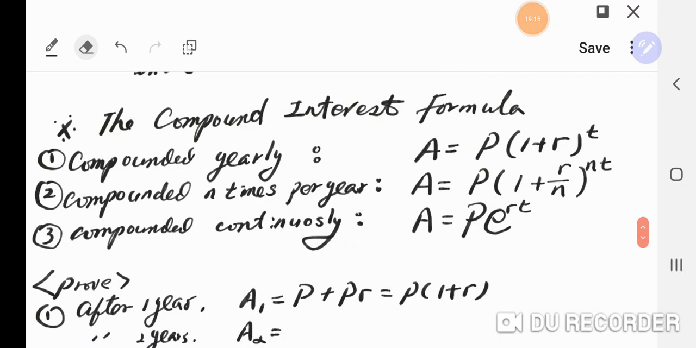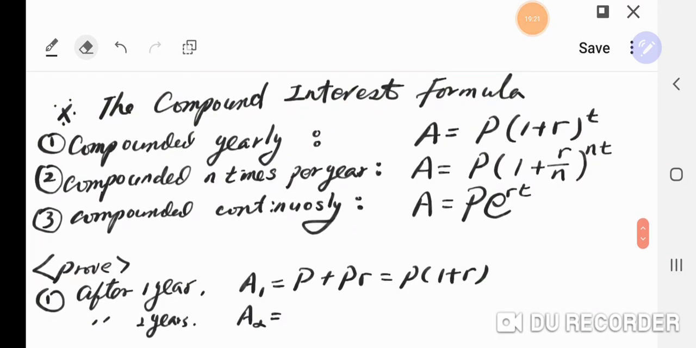Okay, here is another formula that is called the compound interest formula. In this formula, we can have three types. The first one is the amount compounded yearly. Then the amount after t years will be P times (1 plus r) to the exponent t. The second type is an amount compounded n times per year, like compounded quarterly, monthly, or daily.